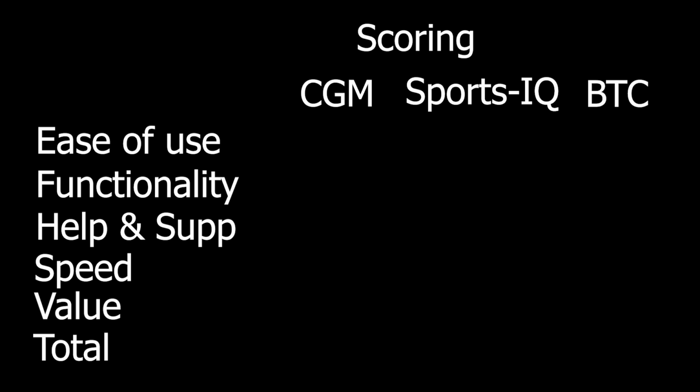So now we've evaluated all three options, it's time to give our verdict and scoring. So for ease of use, CGMBet is probably the hardest one to use, but if you can master it, then you are really onto a winner. This is probably going to get 6 out of 10 because of the steep learning curve to start with. Sports IQ is very easy to pick up and use. The drop-down menus make it simple to use, and it's very intuitive to know what to select from each of the boxes. This will get 8 out of 10.